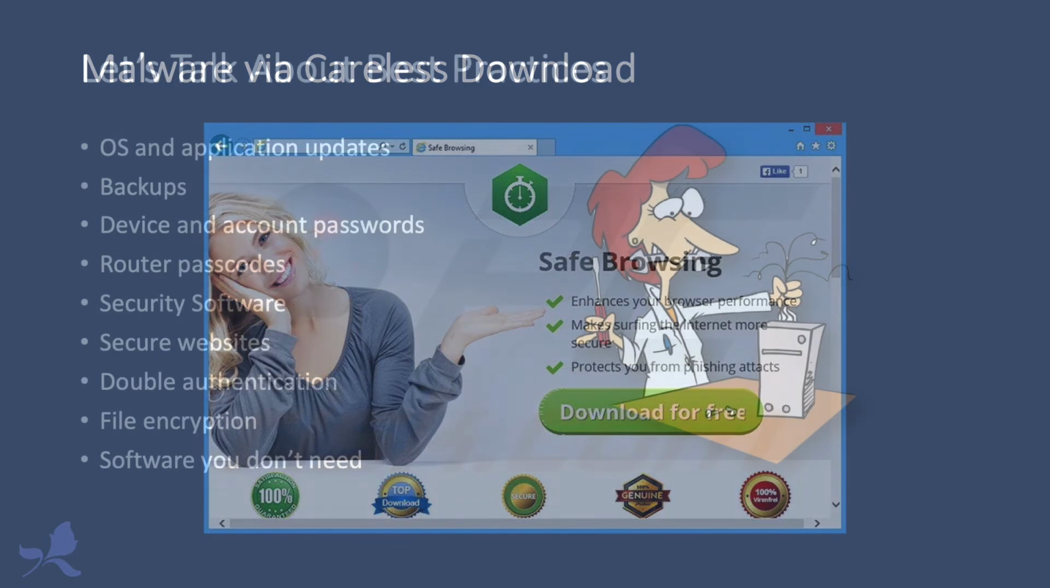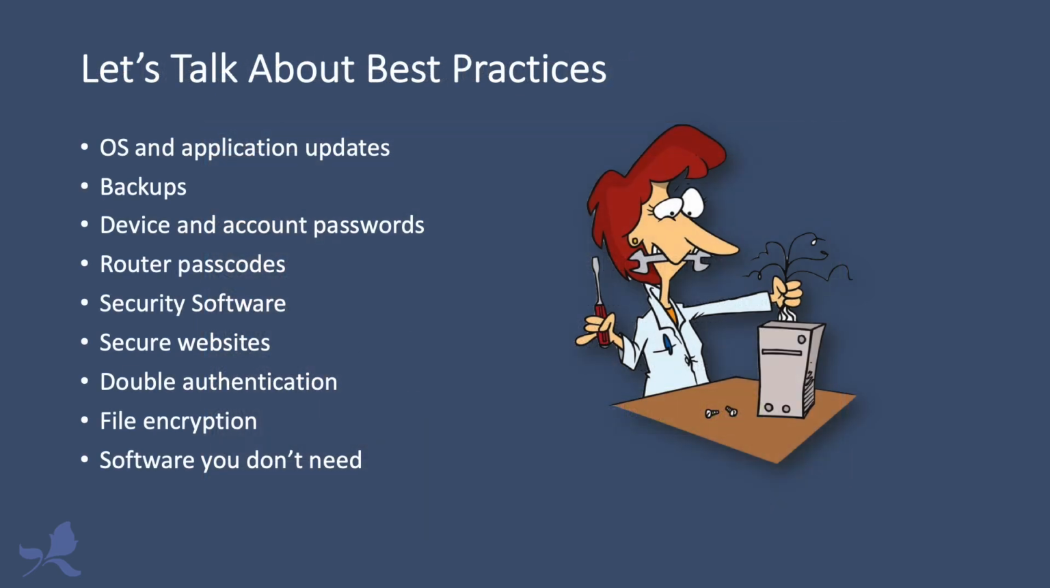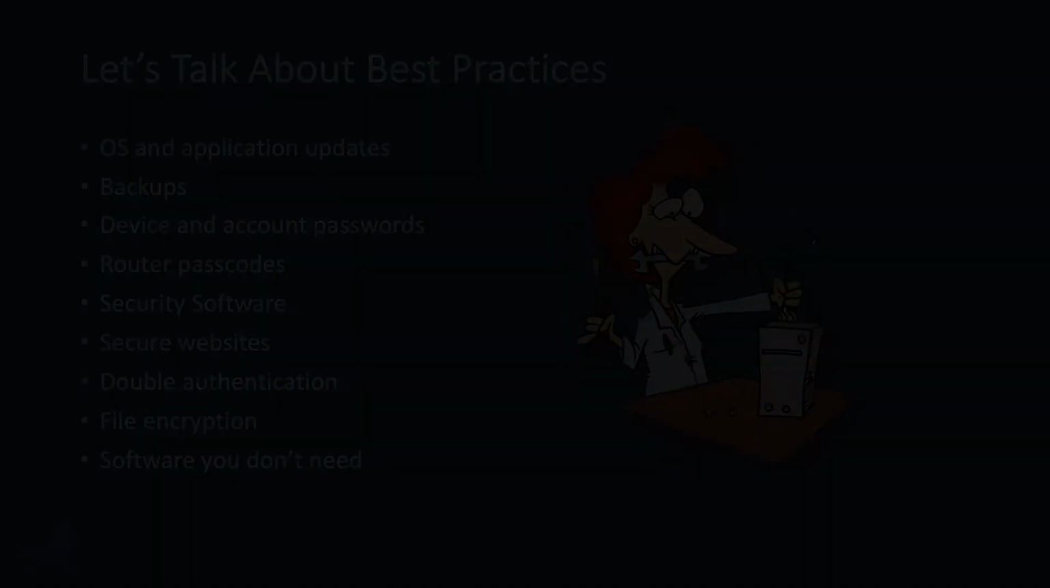The last topic we'll cover in this tutorial is best practices, and that includes keeping your operating system and applications up to date, backing up your data, ensuring that you have passwords for your devices and accounts, including your router. We'll talk about security software, knowing that websites are secure, double authentication to prove who you really are when you sign into a website. We'll talk about file encryption and software you don't need.